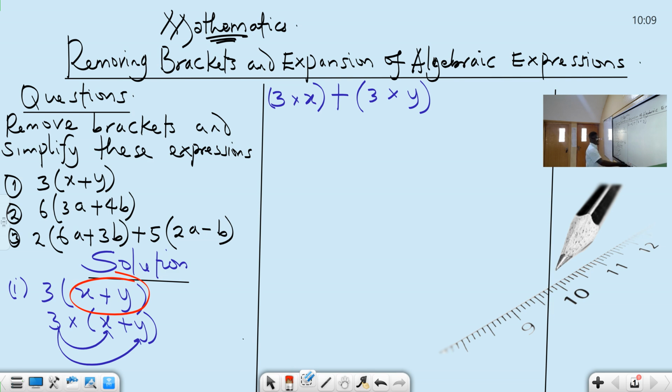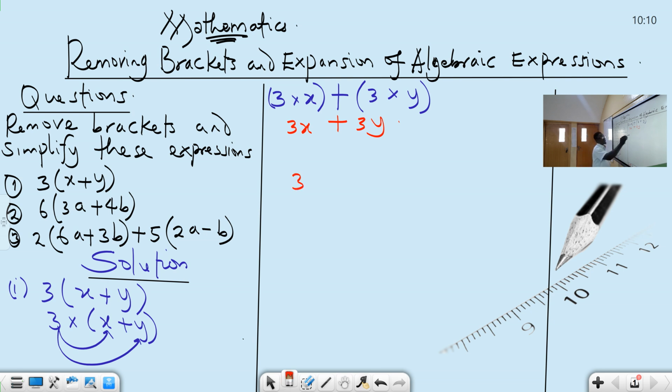What that means is this number 3 is distributive over x plus y. You use 3 to multiply x, which gives you 3x, and also y, which gives you 3y. In this case, this is your final answer. Why? Because they are unlike terms, so we can't simplify them. You can't say 3x plus 3y equals 6xy. No, that is wrong. You don't do that. You leave it like this because they are not like terms.